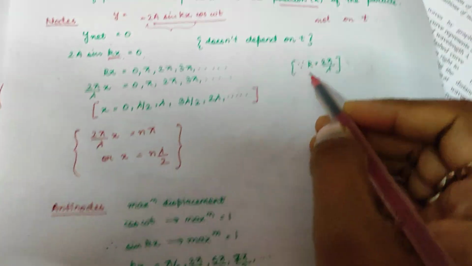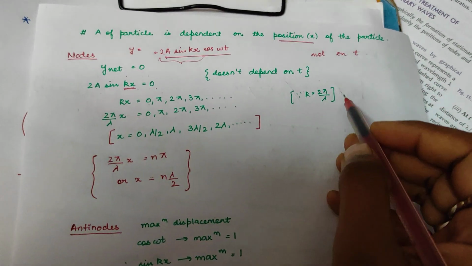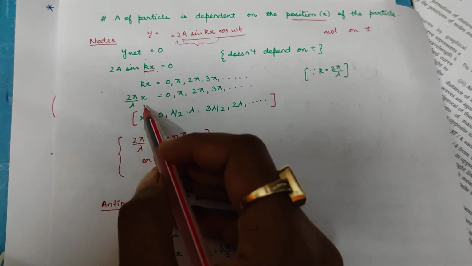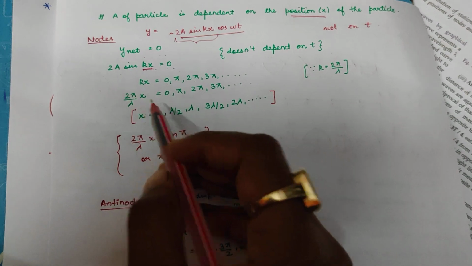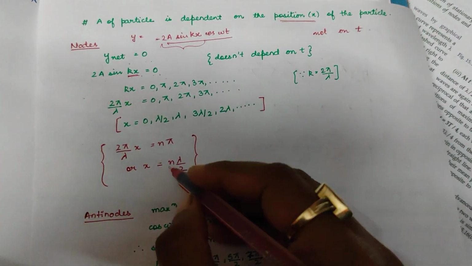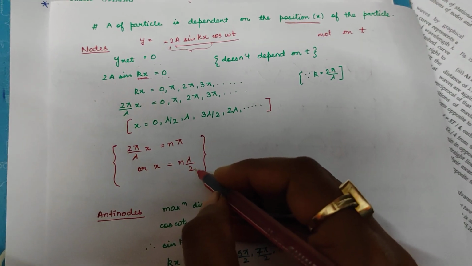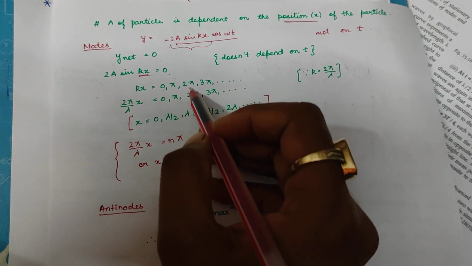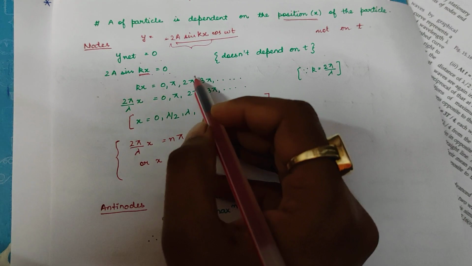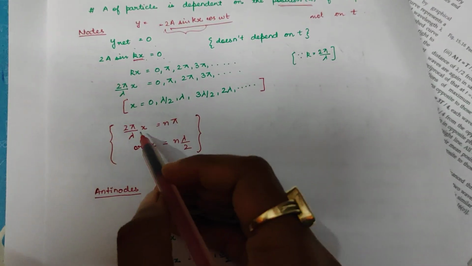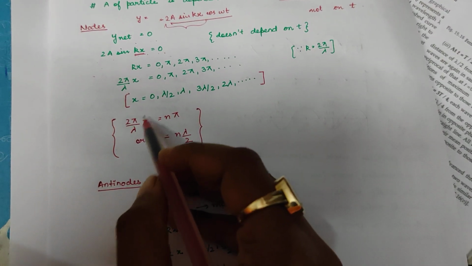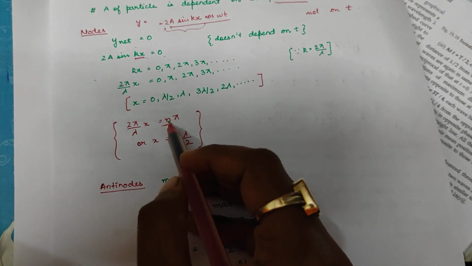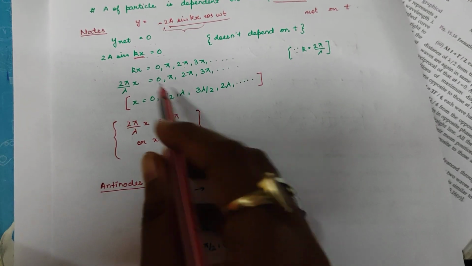Now what is k? We know k equals 2π by λ, the propagation constant. So we'll put 2π by λ in place of k. And now if we find the value of x, how? See, what does this show? 0, π, 2π. This shows you the multiples of π. So can we write it like this? (2π/λ)x equals nπ. If n is 0, 0 into π will give you 0.